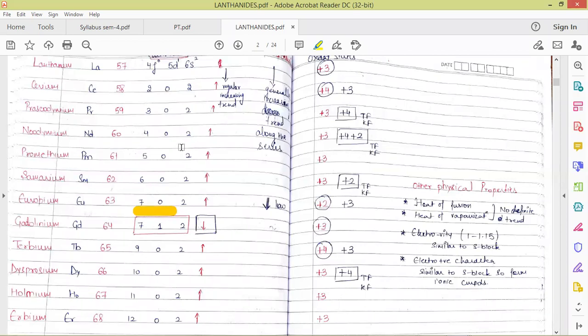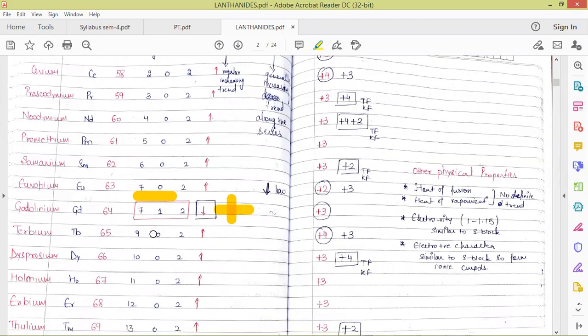So when the next electron is added, it goes to 5d to retain the exactly half-filled electronic configuration of 4f. So here this is one exception for gadolinium because of retaining of exactly half-filled electronic configuration.